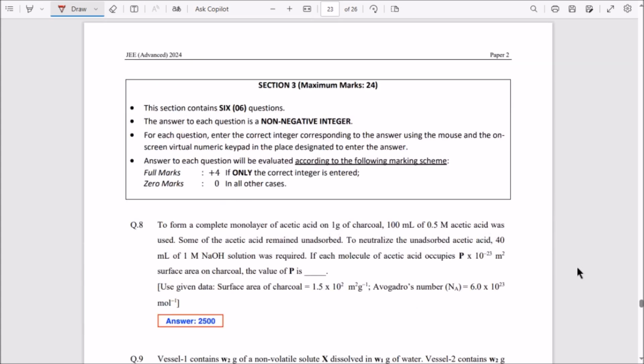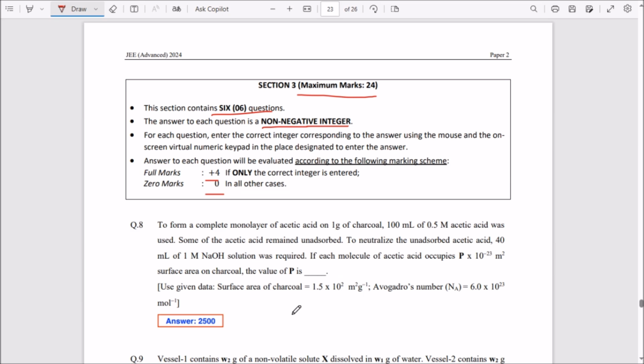Next, section 3 of chemistry, JEE Advanced 2024 Paper 2, carries maximum marks of 24. This section contains 6 questions. The answer to each question is a non-negative integer, meaning the answer must be a positive integer value, a numeric number. For each question, enter the correct integer corresponding to the answer using the mouse and the on-screen virtual numeric keypad. You will get +4 if the answer is correct. If the answer is not correct, you are not going to lose any marks. However, you will not get any marks. Let us see the questions.